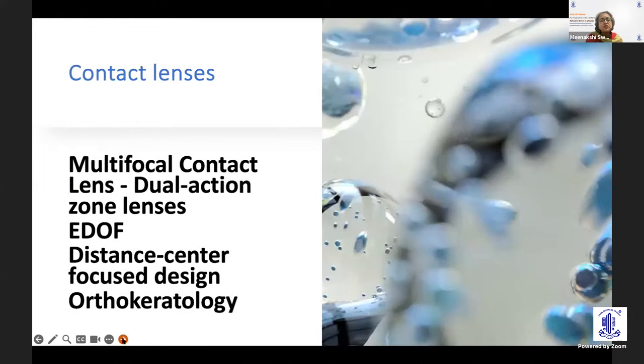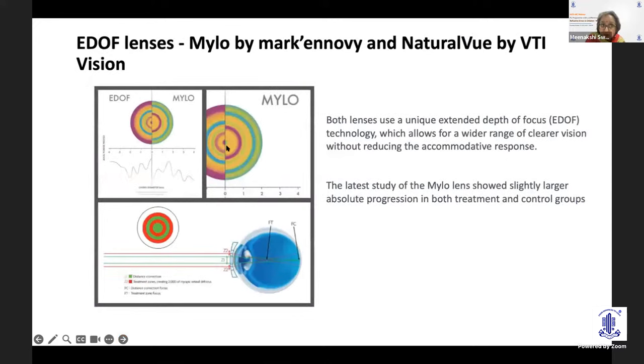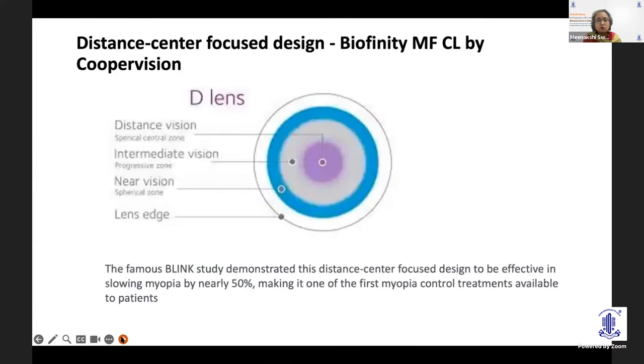Moving from glasses to contact lenses, there are many, many options. There is multifocal, dual action zone lenses, AdOF lenses, distance center focus design, orthokeratology. If you see, the multifocal contact lenses work just like the multifocal glasses, with different segments. Similarly, the AdOF lenses. The same thing that you saw in spectacles happens to be shifted to a contact lens. So there are many examples of this as well.